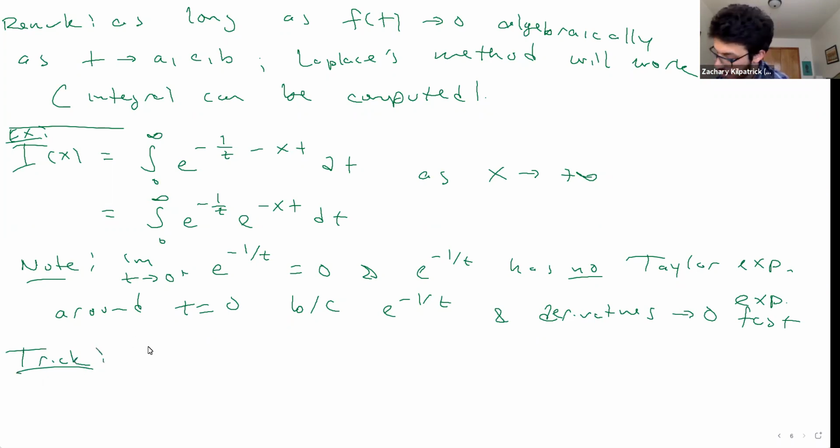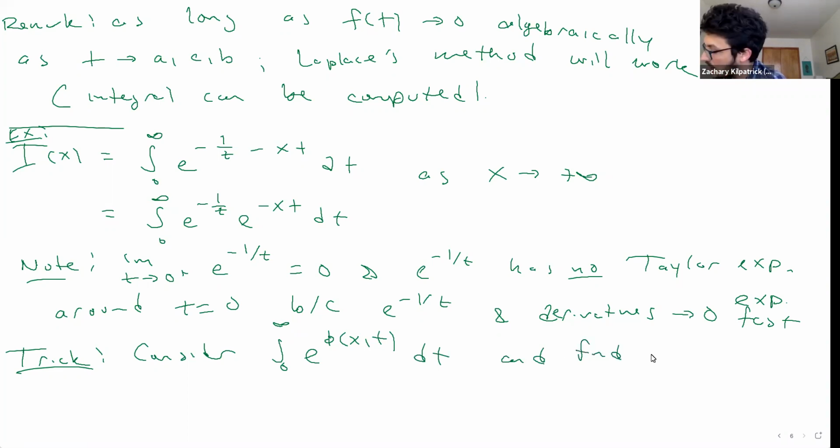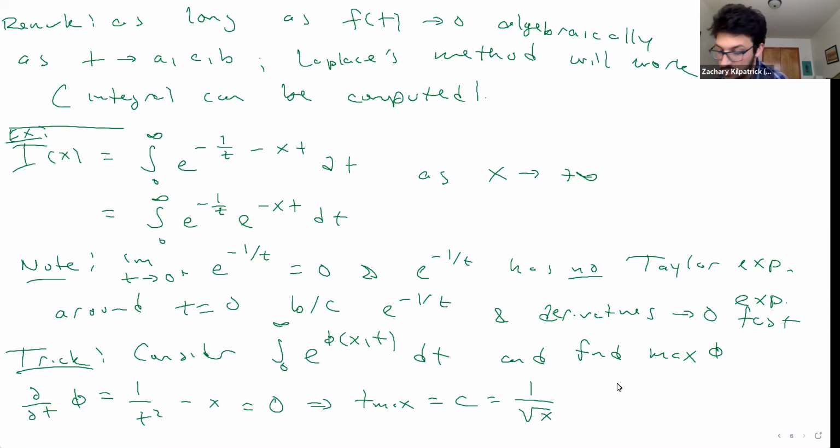So the trick here is to consider the integral from 0 to infinity of e to phi xt dt. And what we're going to do is find the maximum of phi. So we're going to lump in this additional term with our phi of x here. So it's not quite our standard form of Laplace integral. But note that if we take the derivative with respect to t, we get 1 over t squared minus x is equal to 0. So our t max now is equal to some value of c, and that's going to be 1 over square root of x.